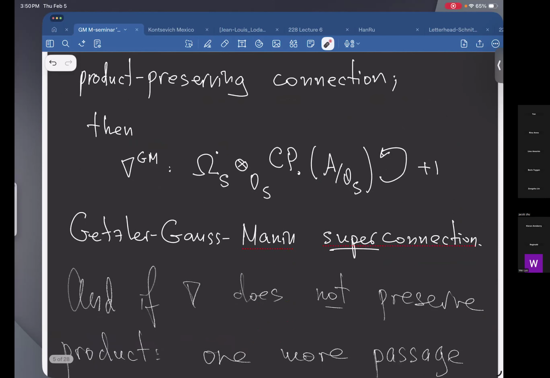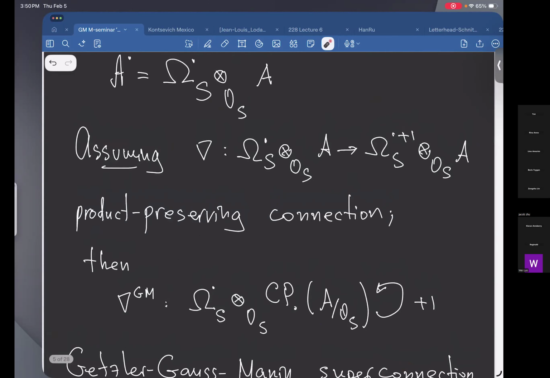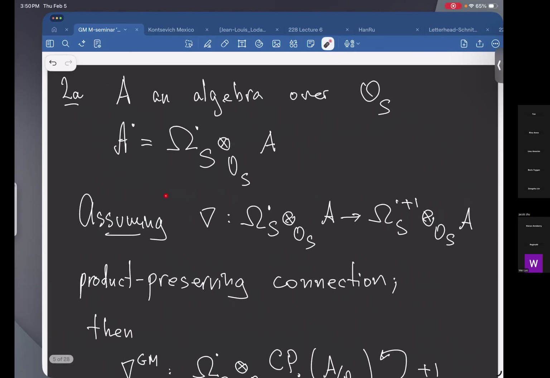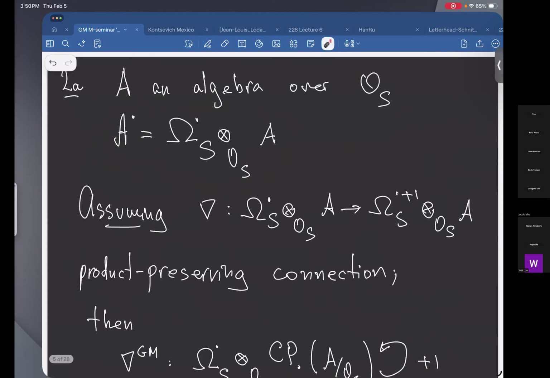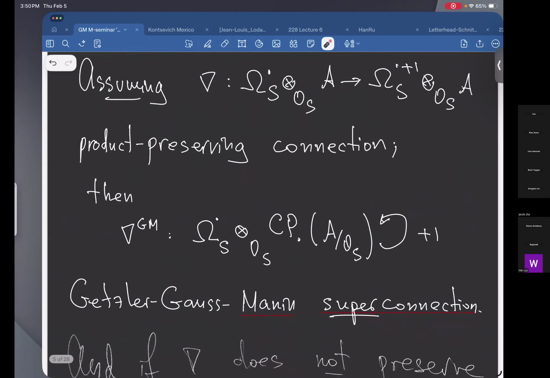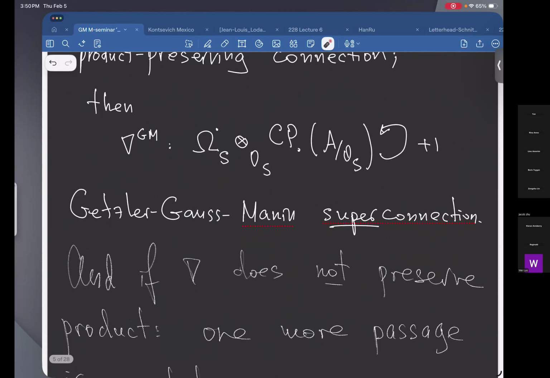Again, maybe let's not dwell on it, but if you have an algebra over OS and our graded algebra is algebra valued forms, then you get Getzler's Gauss-Manin connection. Superconnection at the level of complexes.